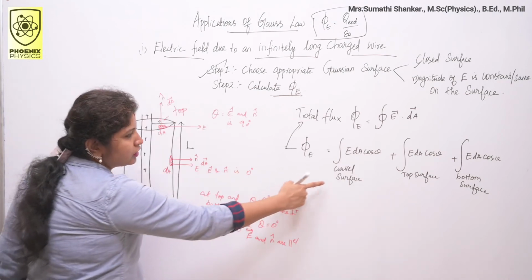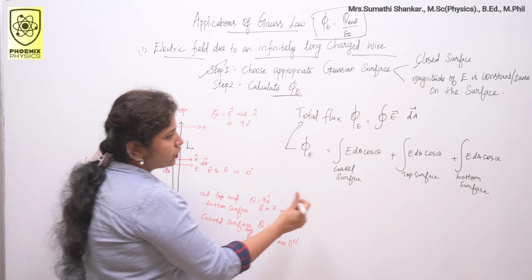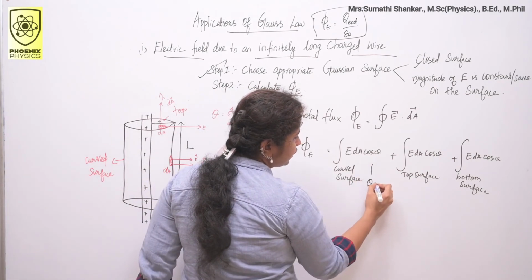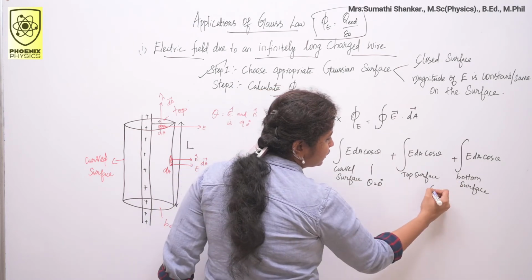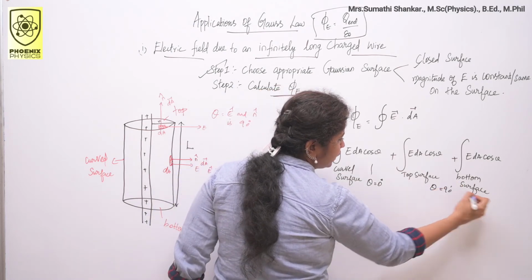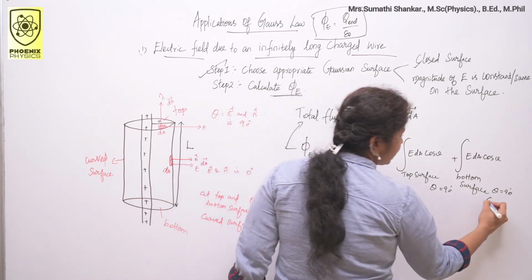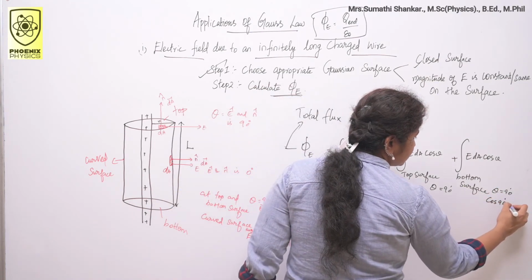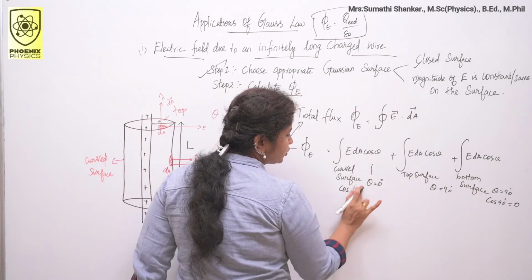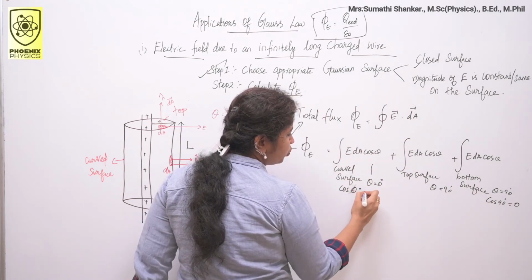Here on the curved surface, the angle theta is equal to 0 degrees. Here theta is equal to 90 degrees, and here theta is equal to 90 degrees. Cos 90 degrees is 0. Cos 0 degrees is 1.